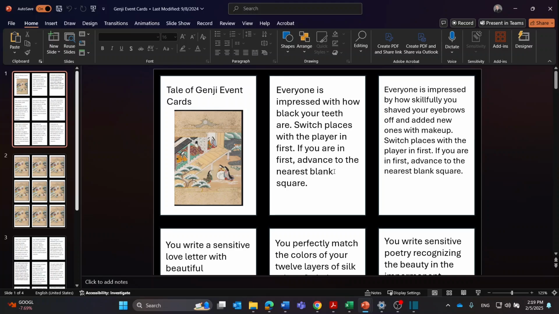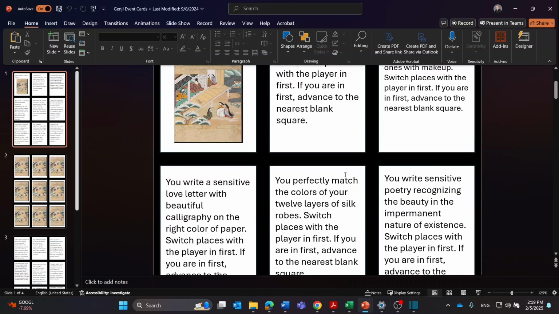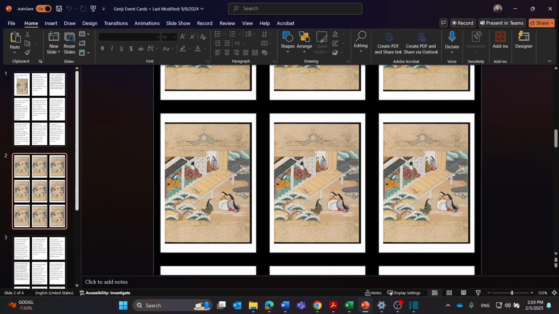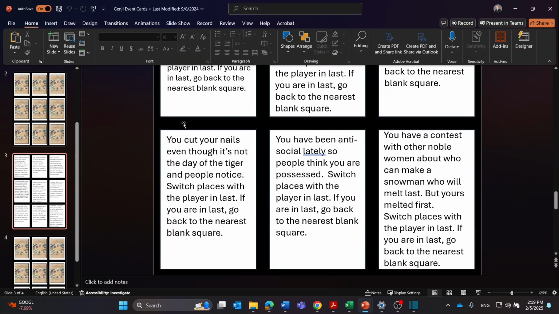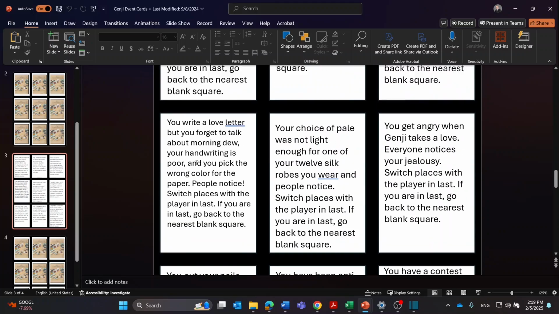So remember, the goal is to get to the end of the game first, right? To get to space 31 first. So it makes sense that a good card would help you advance. And then you have to determine, do you want more good cards and bad cards? Do you want the same amount? Okay, yeah, your choice. Oh, no, this is my favorite.